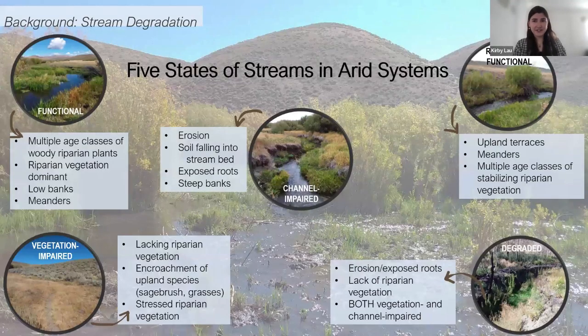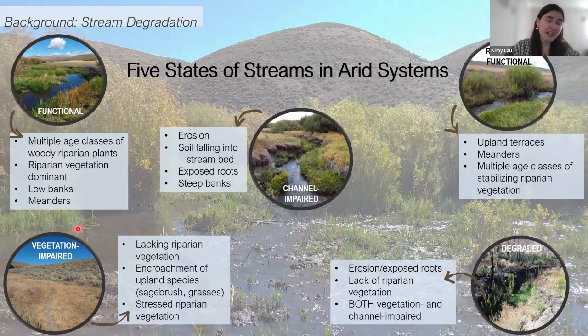And there are, for our purposes today, 5 different states of existence for streams in the sagebrush steppe. This includes functional, vegetation impaired, channel impaired, degraded, and recovering functional streams. Managers can classify stream reaches into these categories using pretty simple visual cues, so no measurements are actually required. Those cues include things like for a functional stream, for example, up here on the top left, you might see multiple age classes of woody riparian plants, dominant riparian vegetation, low banks, and meanders in the stream.